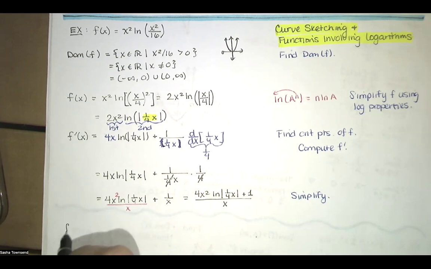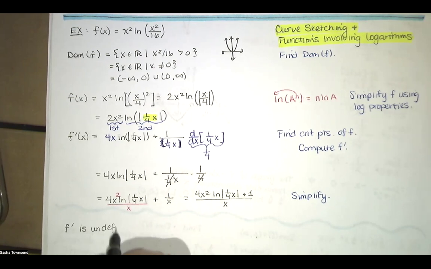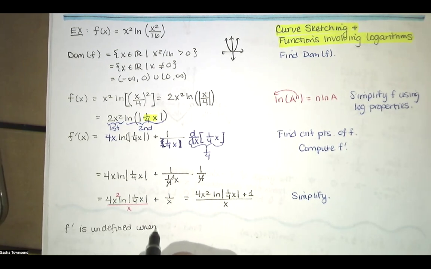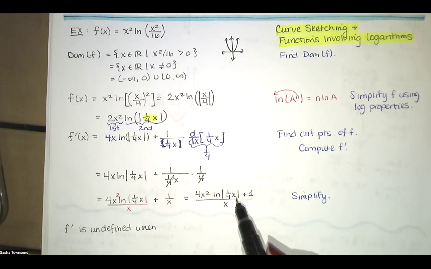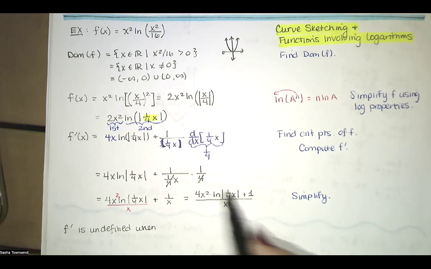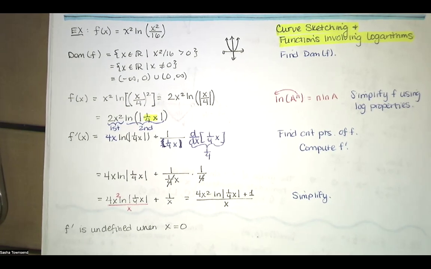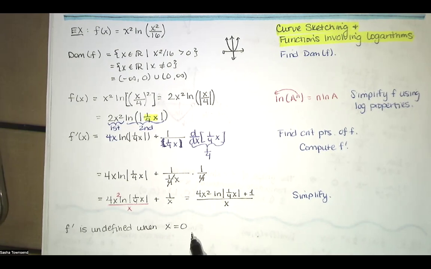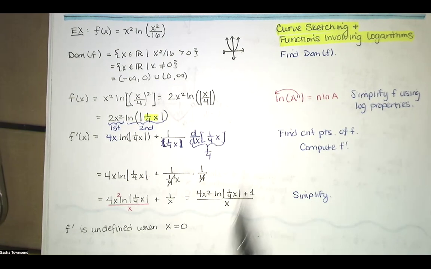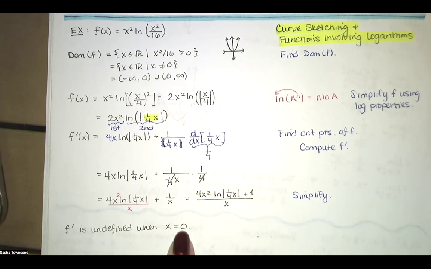Okay, well, for f prime, let's see when it's undefined. We'll say it's undefined when x equals 0, because this is a 0 times negative infinity indeterminate form as x approaches 0, plus 1 in the numerator, divided by 0 in the denominator. So when x equals 0, our f prime is undefined. Now x equals 0, is that in the domain? No, it's not in the domain. So x equals 0 is not a critical point, but it is going to be a number on our number line when we draw our sign chart for f prime.